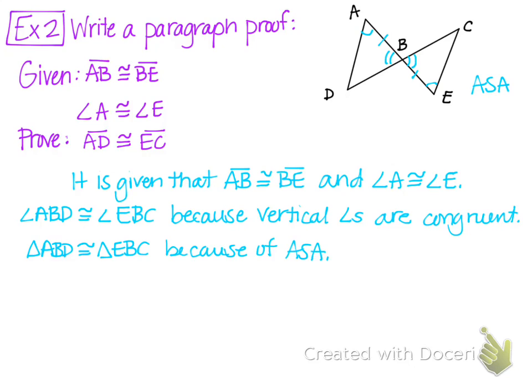Okay, so now the last thing we got to do is we got to say our proof statement. So because these 2 triangles are congruent, we can say that AD is congruent to EC. So we're going to say AD is congruent to EC because, and we can use an abbreviation here, corresponding parts of congruent triangles are congruent. So because of CPCTC. And we are done.